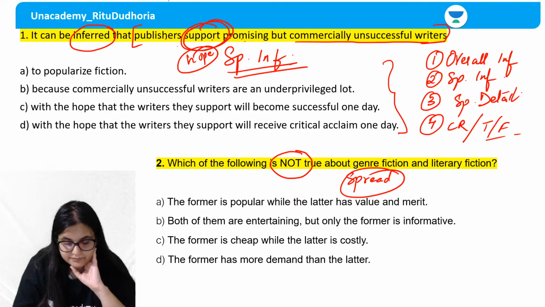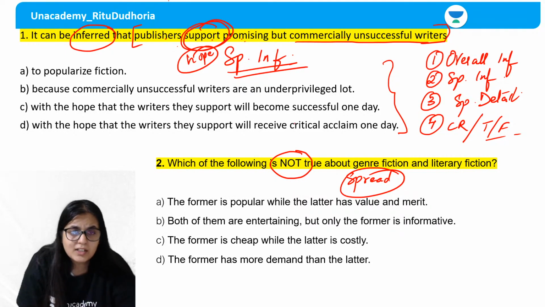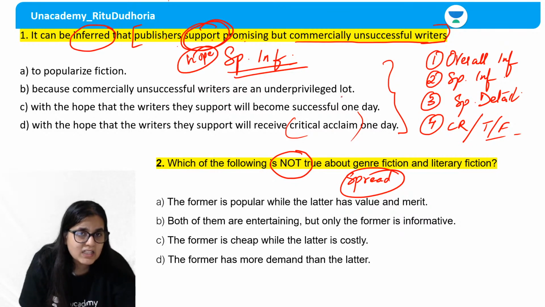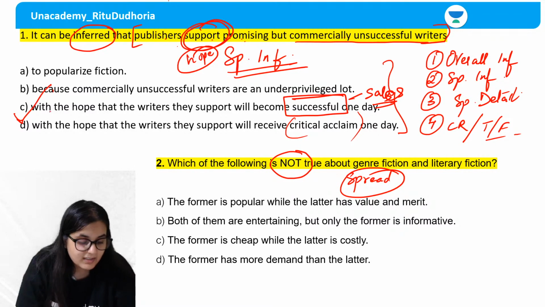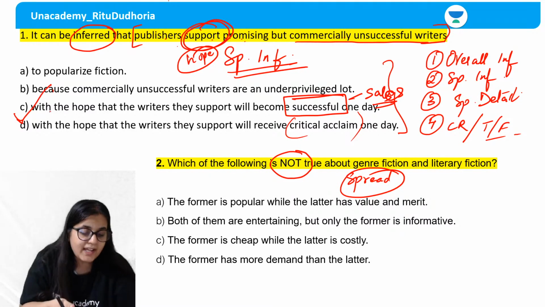Do I want critical acclaim? No, I want what? I want sales. I want success, which is gauged by the sales they receive. Very good, guys. Answer option is C. Did all of you understand this? Perfect accuracy, guys.